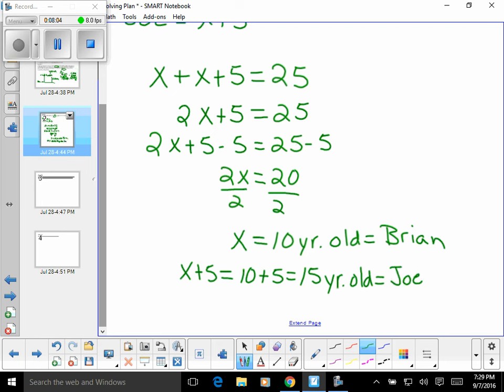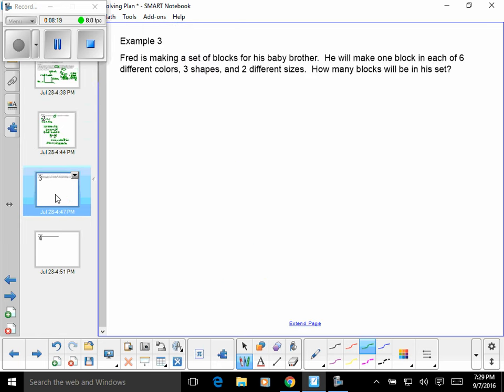Now this can work a whole lot faster sometimes than doing guessing and checking. What if we had had two things to add together and the sum would have been in the hundreds? That would have felt almost unsolvable to some of us. Let's look at example 3.